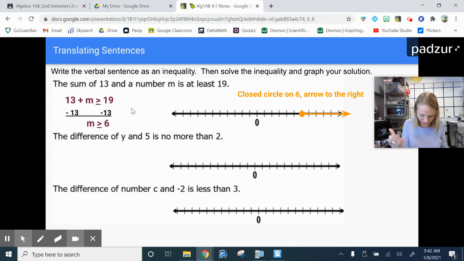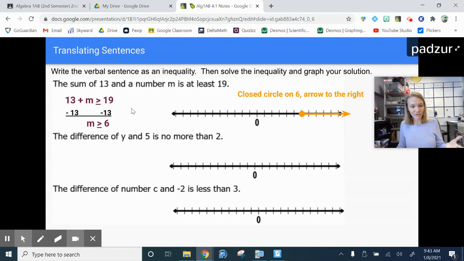I don't have my numbers on there. I don't know why, these graphs are the only ones that don't have their 1, 2, 3, 4. Somehow I just overlooked that. All right. 1, 2, 3, 4, 5, 6. There's my 6, closed circle, and we're going to arrow it to the right, shade it in, that kind of deal.